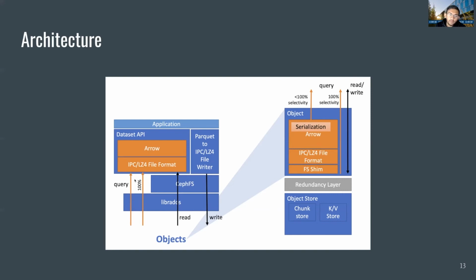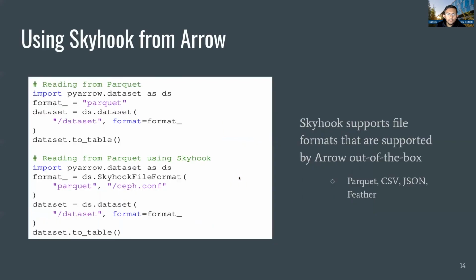All the query parameters, filters and projections are serialized in the form of flatbuffers and sent through this query execution call. After the query execution call invokes the object class method, the scanning happens. We get a result Arrow table. Now, the result Arrow table is serialized into an IPC format, and then sent back to the client in binary IPC format. So this is how one would use Skyhook from Arrow.